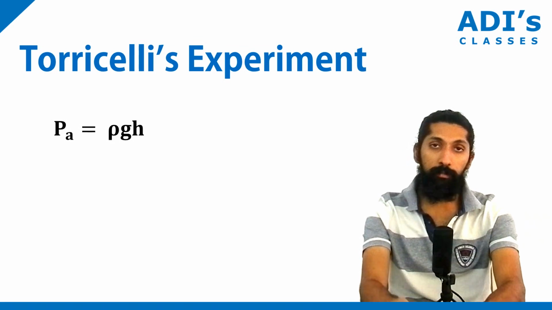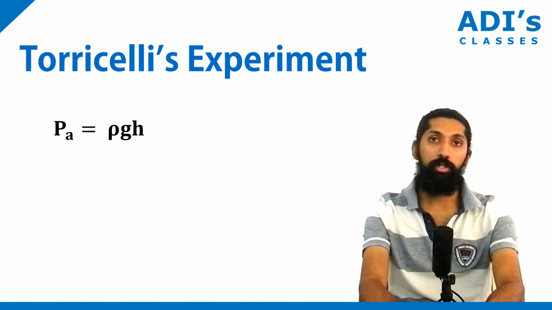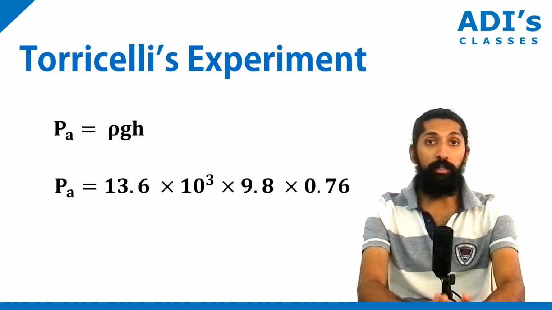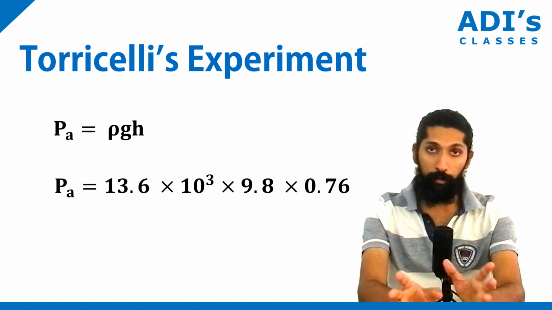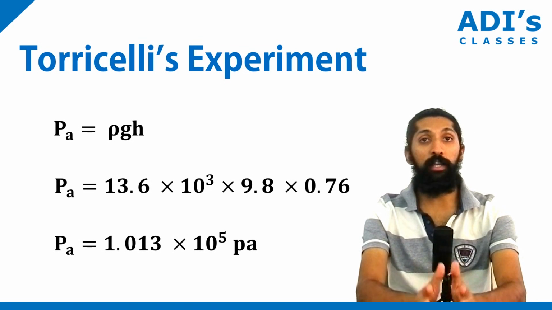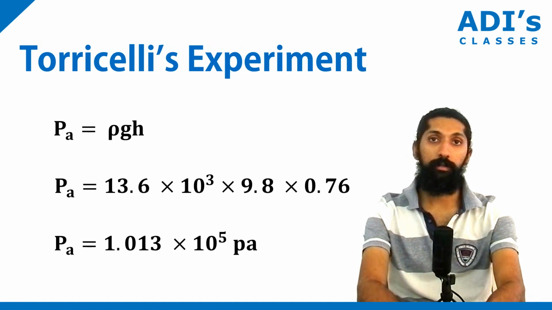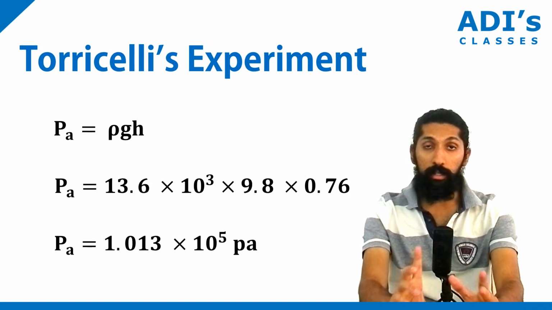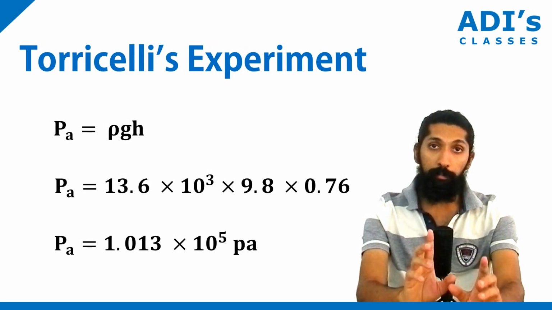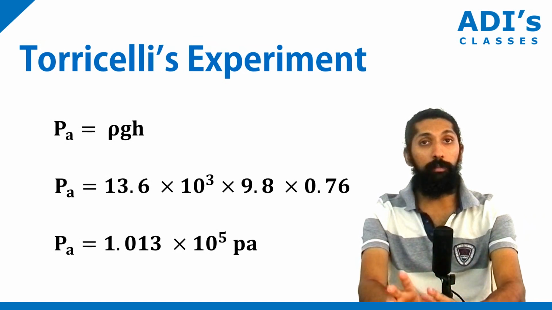Now this pressure is the atmospheric pressure, isn't it? So P_A is equal to rho g h, which is 13.6 into 10 power 3 into 9.8 into 0.76. If you do it, you will get 1.013 into 10 to the power of 5 Pascal. This is the atmospheric pressure. Understood? Again, the pressure applied by that 76 centimeter mercury column is equal to the pressure applied by the atmosphere.